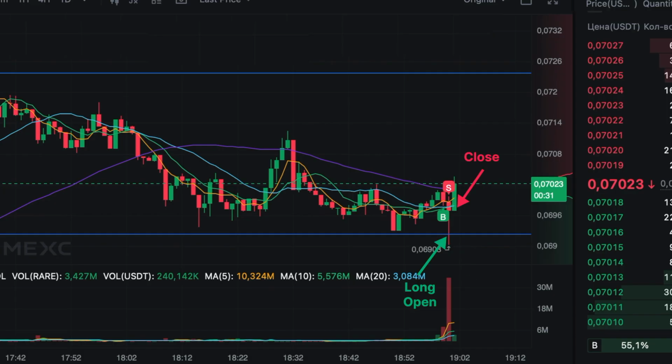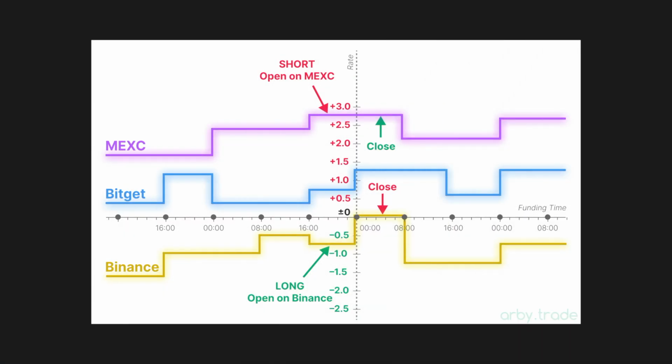Third strategy: open a long position after the first impulse, aiming for 70% of the funding rate size. Fourth strategy: funding arbitrage. This involves opening two opposite positions on the same coin on different exchanges.